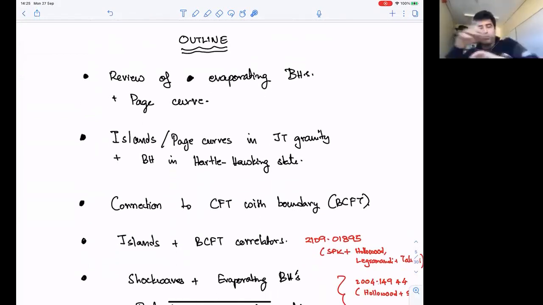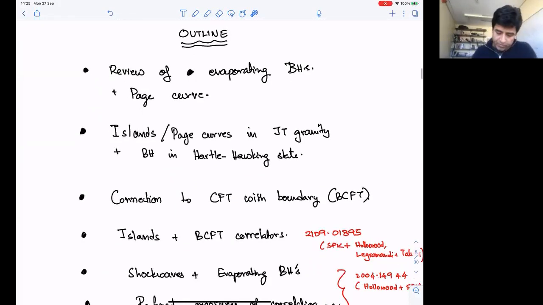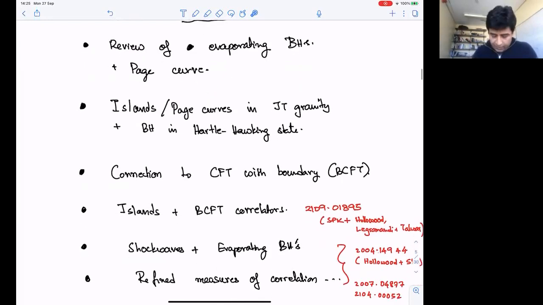Okay, so that was the preamble to what I wanted to talk about. So first, here's the rough outline of the things that I will review in some detail now. First I'll talk about what is Page's derivation of the Page curve. And then I'll move to the islands and Page curves in JT gravity, which you may be familiar with.